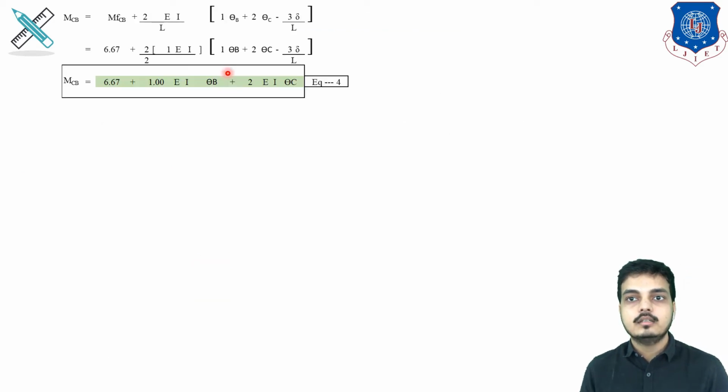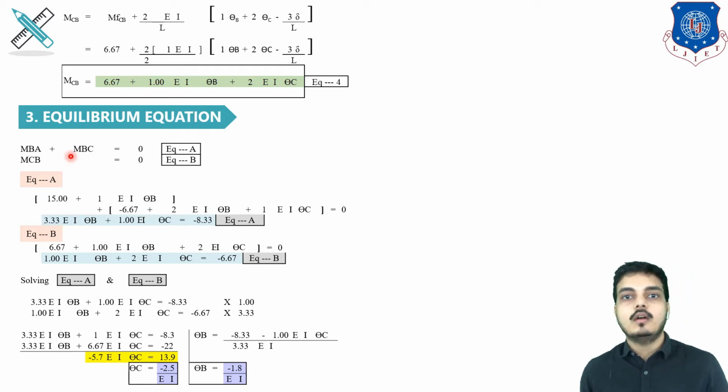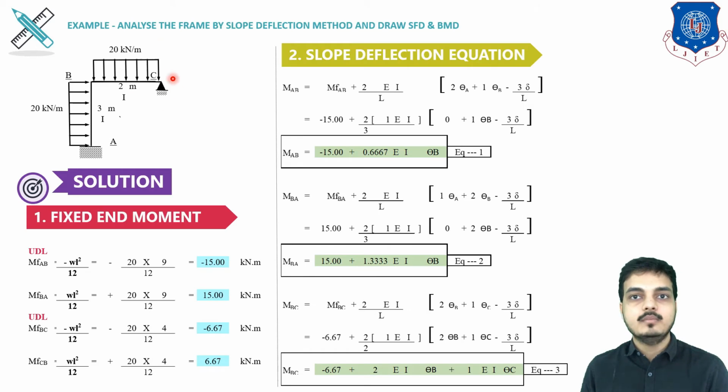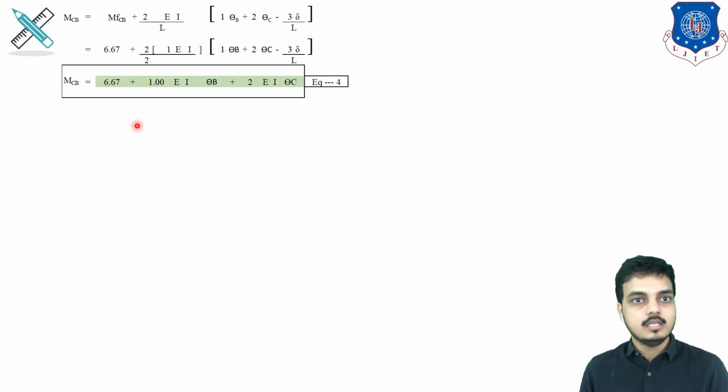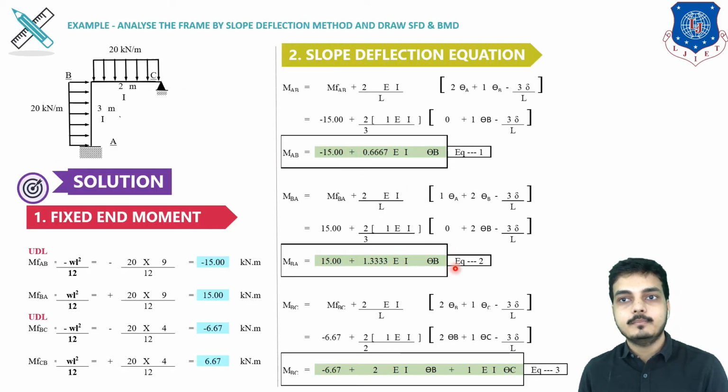Now moving ahead, the next step is the equilibrium equation. The equilibrium equation says that the algebraic sum of moments equals 0 at the unknowns. Here our unknowns are at point B and point C. So at point B, MBA plus MBC equals 0. MCB equals 0 at support C. Why MCB only? Because there is only MCB coming; there is no continuity of span, so it will be 0. So MCB equals 0 is my equation for C. MBA value will be kept, and MBC will be from equation 3.